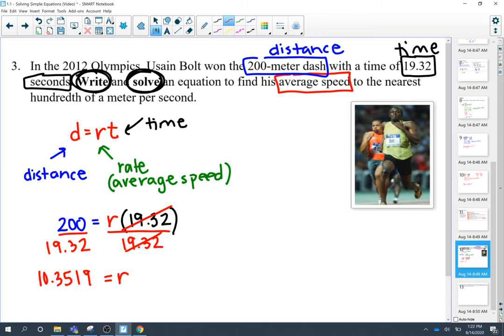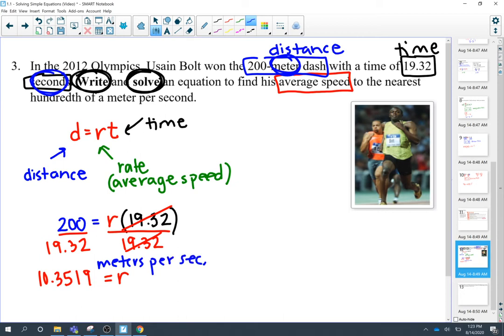Now, a couple things to consider. First of all, it's average speed. Remember we had the conversation about speed in a car being like miles per hour? So if we just found his rate or his average speed, well, that's 10.3519 what? So we're going to go back and say, okay, 200 was meters, and 19.32 was seconds. And we divided the meters by the seconds. So we're talking meters per second.